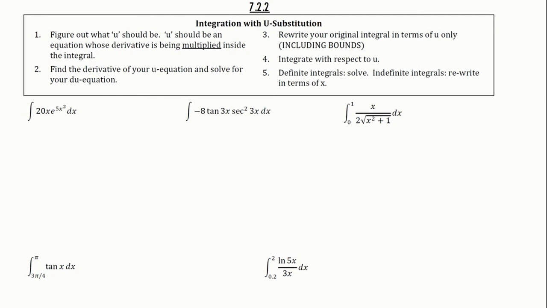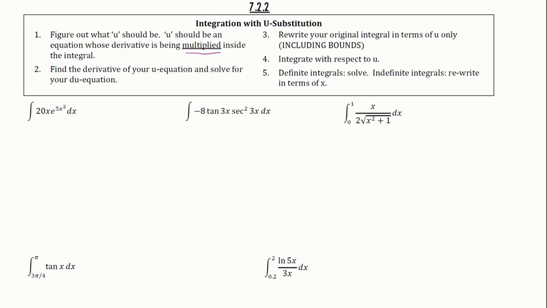So the first thing you always need to do is figure out what to make U. And the easiest way to figure that out, because sometimes you're going to have to guess and say, okay, I'll try U equals this. And sometimes that U doesn't work and you'll have to go back and choose a different U. But usually the way to figure out what U should be is it's an equation whose derivative is being multiplied inside the integral. So again, sometimes you pick a U, it might be wrong, that's okay. You can go back and pick a new U and try again.